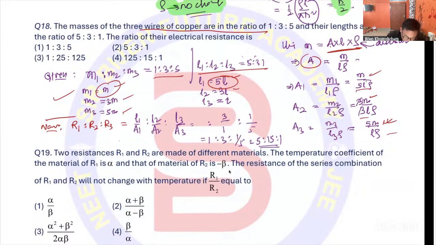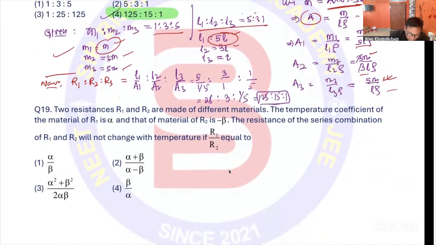Instead of L1, I write 5. Instead of A1, just write 1 by 5. It should be 1 by 5. So it is 25 is to 3 is to 5, 1 is to 5, 3 is to 1 by 5. Then multiply by 5, it is nothing but 125 is to 15 is to 1. My mistake, a lot of calculation mistakes. So question number 18 is done.